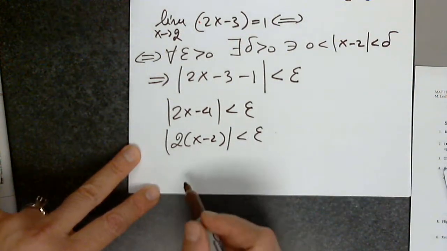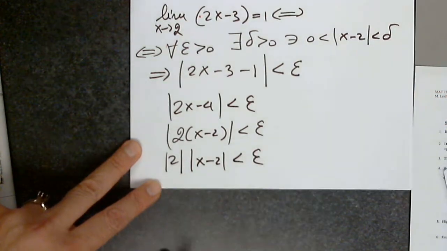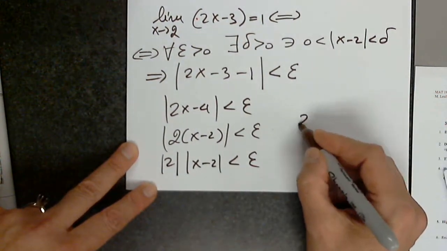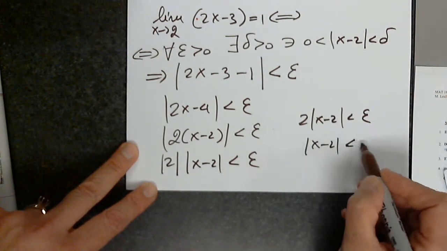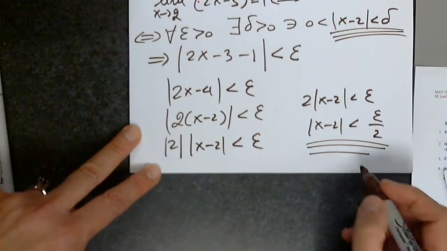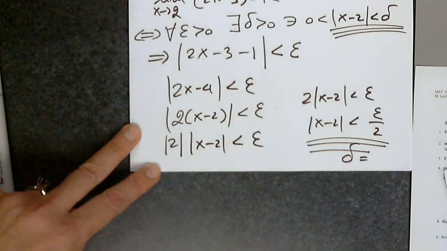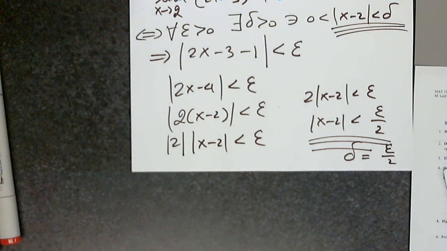I state the fact that this is the absolute value of 2 times the absolute value of x minus 2 less than epsilon. The absolute value of 2 is 2. All I have to do is divide by 2. And I obtain this, which tells us that delta must be epsilon over 2. And I have to reverse the steps.